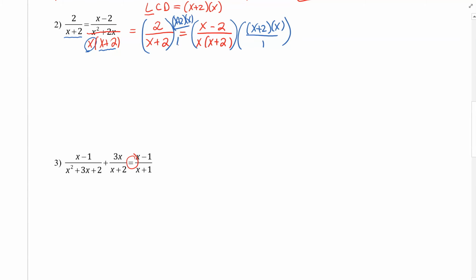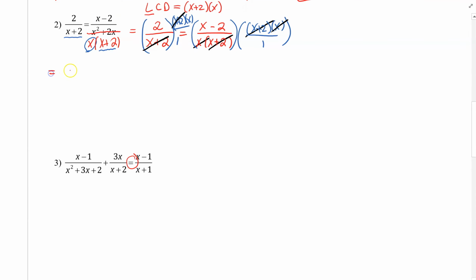Notice I'm not getting a common denominator. See, I have 1 in the denominator. I'm multiplying by the LCD, so it just ends up in the numerators. So then I can see that over on the right side, everything cancels. And then on the left side, the x plus 2's cancel.